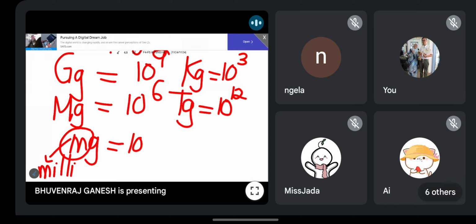So guys, mili berapa? 10 kuasa apa? How much? Semua dah lupa ke? Yes, negative 3. How about this one? 10 kuasa apa? Eh, no, no, no, not deka. This one is desi. Okay, desi berapa? Kuasa dia. Yes, negative 1. Correct.